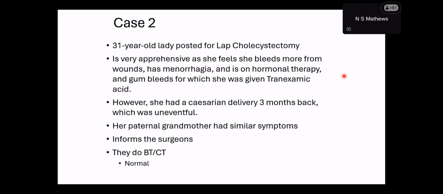Right. So shall I carry on? Sure, sir. So this is our case 2. A 31-year-old lady posted for laparoscopic cholecystectomy. She's very apprehensive as she feels that she bleeds more from wounds. She has menorrhagia. She's on hormonal therapy, and she has gum bleeds for which she was given tranexamic acid.